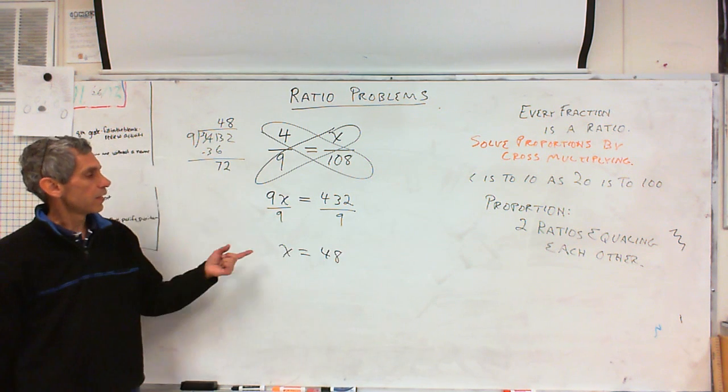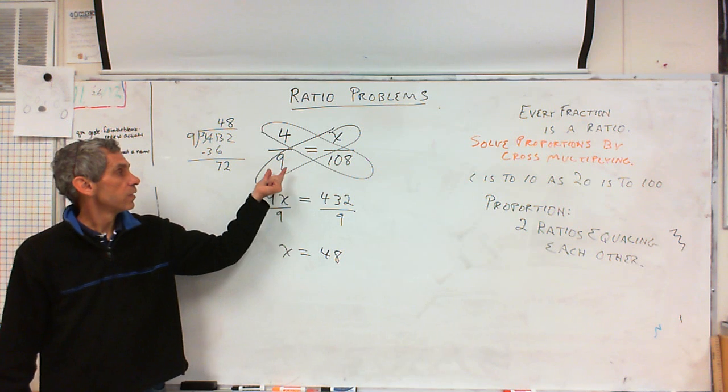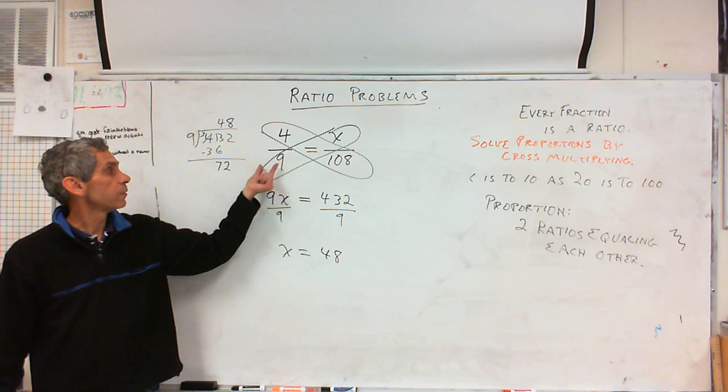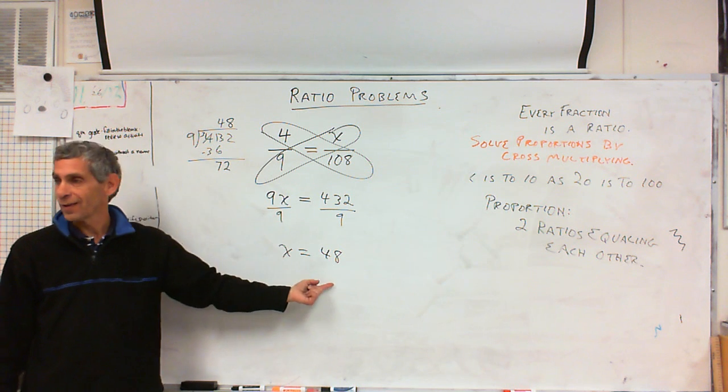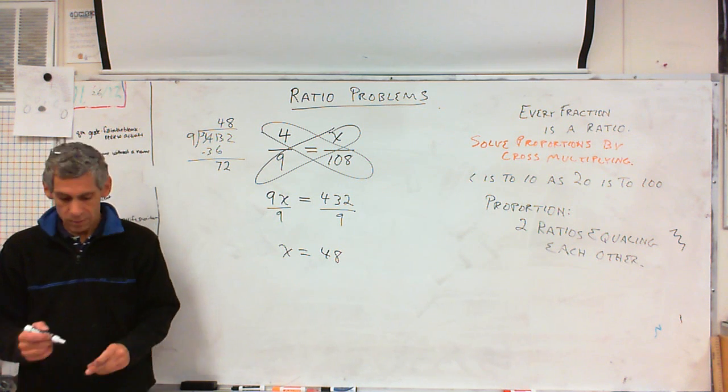That's what I got. And that's what, like Serena's method, 9 times what would be 108? 9 times 12. Therefore, 4 times 12 is 48. Look at that. It worked. 4800 equals x 100.